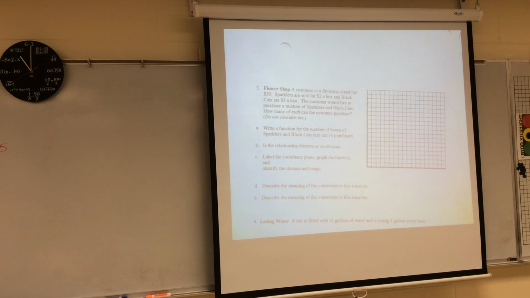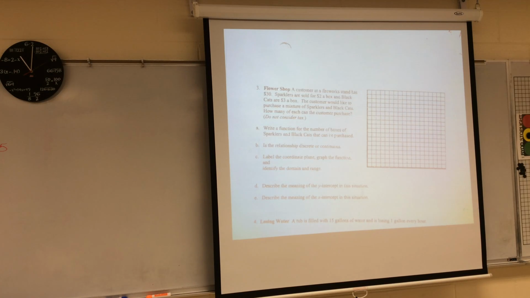Number 3 says, you ready? A customer at a fireworks stand has $30. Sparklers are sold for $2 a box, and black cats are sold for $3 a box. If the customer would like to purchase a mixture of sparklers and black cats, how many of each can the customer purchase? Well, to find that out, I'm going to write myself a function.